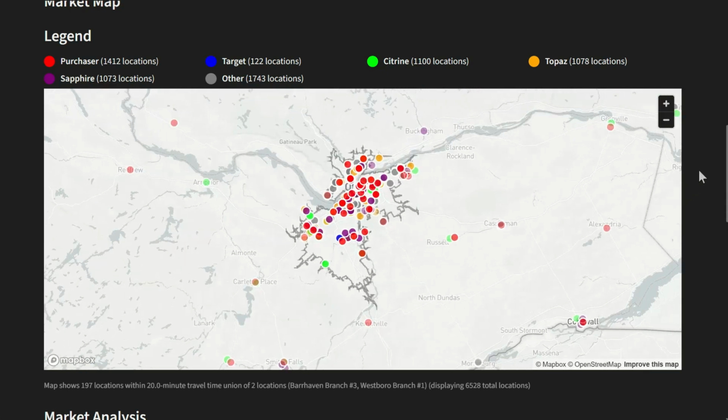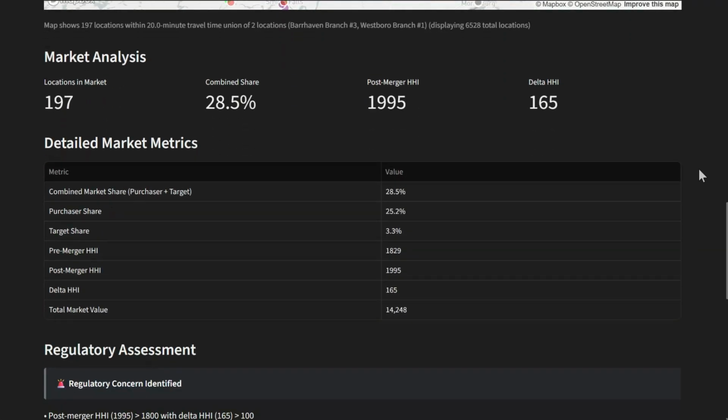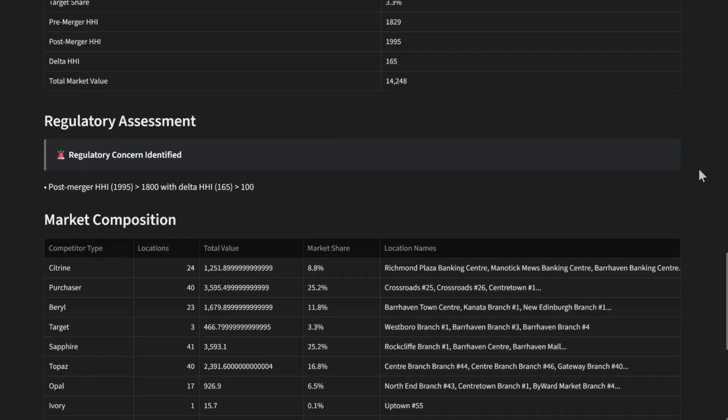And those are the locations in that market, and below there we have our detailed competition analysis, our HHIs and market shares, as well as market composition.